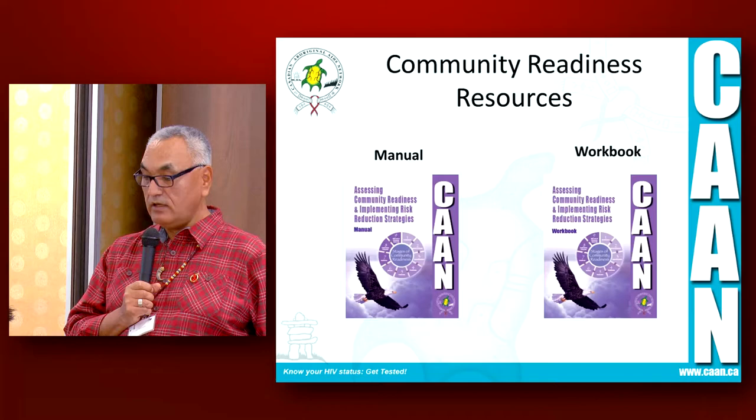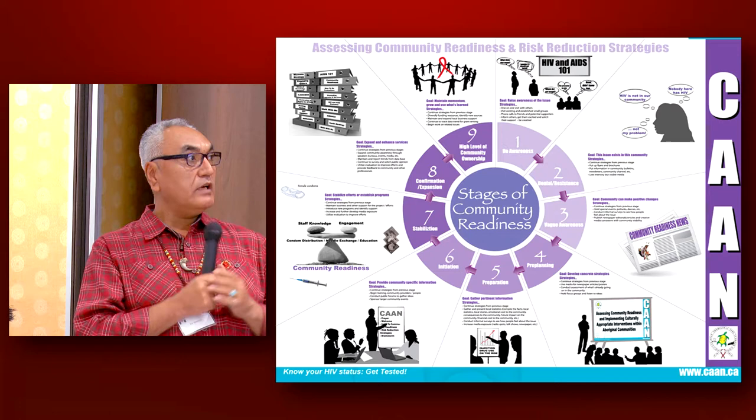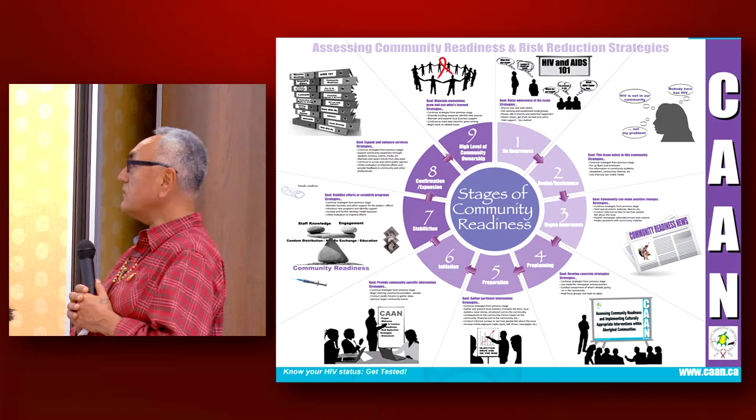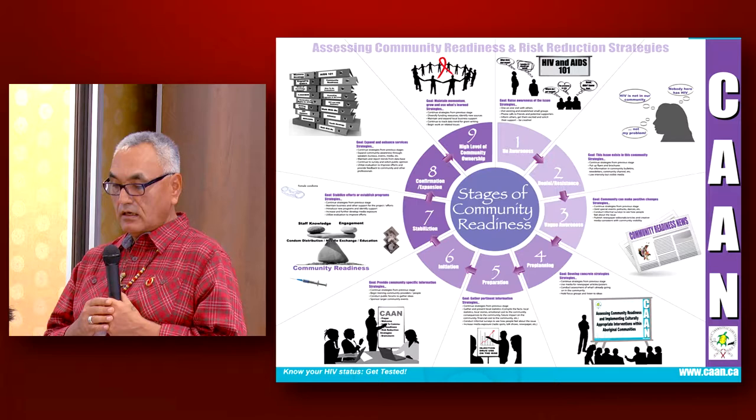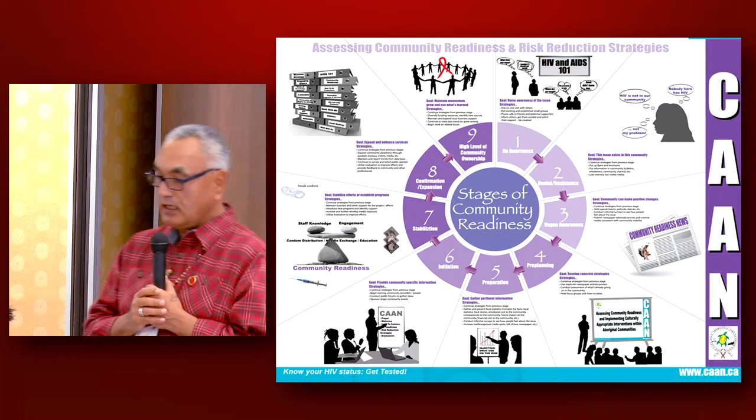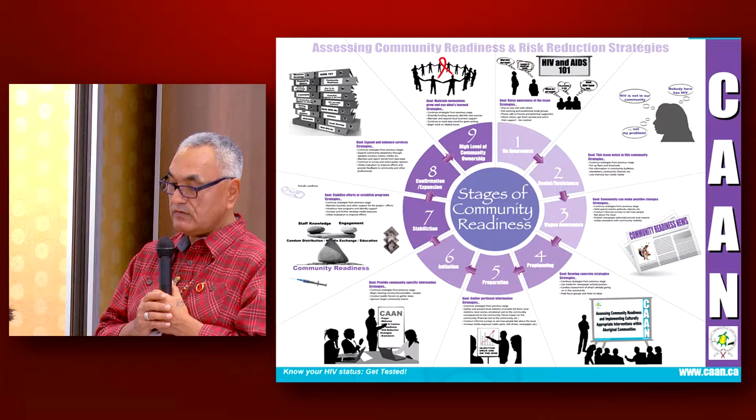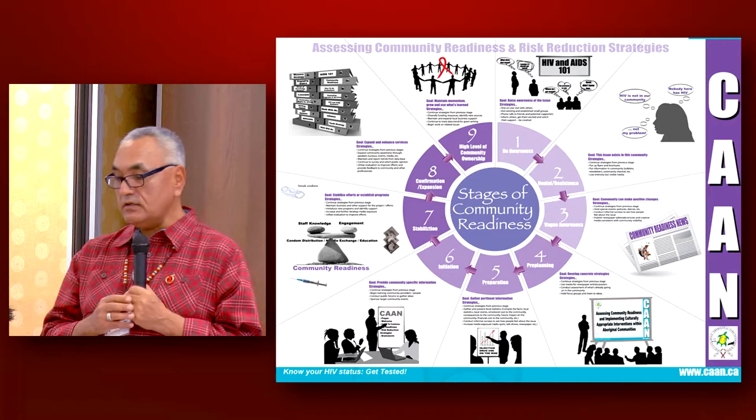So the community readiness model is a very innovative method for assessing the level of readiness a community is at to develop and implement prevention programming. And it can be used as both a research tool to assess distribution of levels of readiness across a group of communities, or it can be used as a tool to guide prevention efforts at the individual community level.